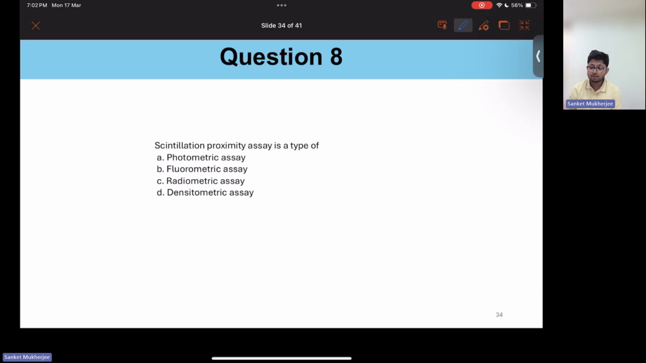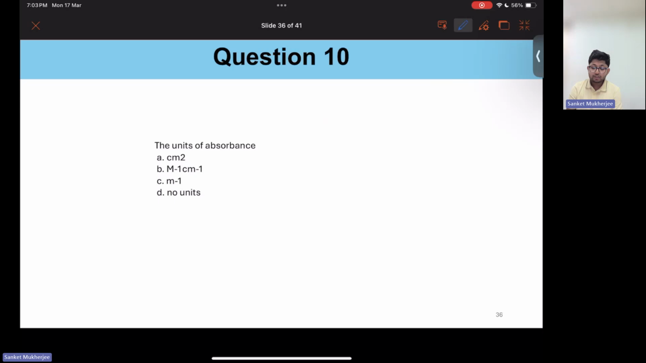Scintillation proximity assay, or SPA, is a photometric assay, fluorometric assay, radiometric assay, or densitometric assay. It's a radiometric assay. The signal decrease scintillation proximity assay is most appropriate for hydrolases, transferases, polymerases, or kinases. So hydrolases would be the example. We already discussed it. The units of absorbance is centimeter square, meter inverse, centimeter inverse, molar inverse and centimeter inverse, or no units. So there's no unit of absorbance.